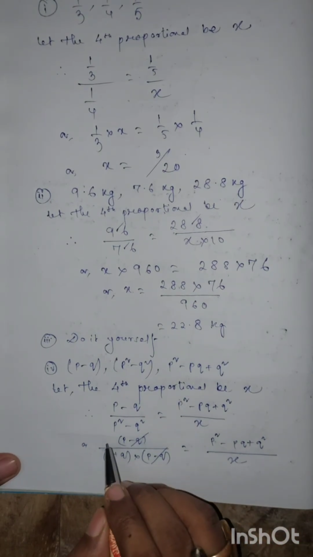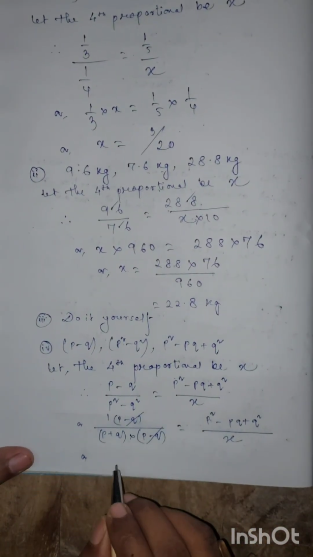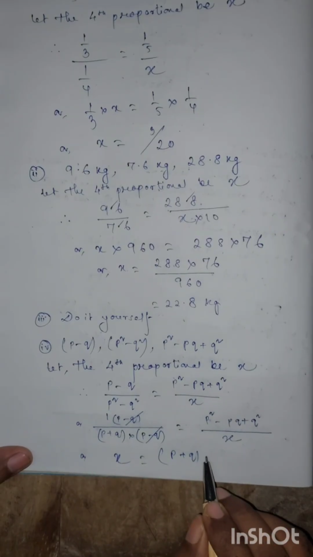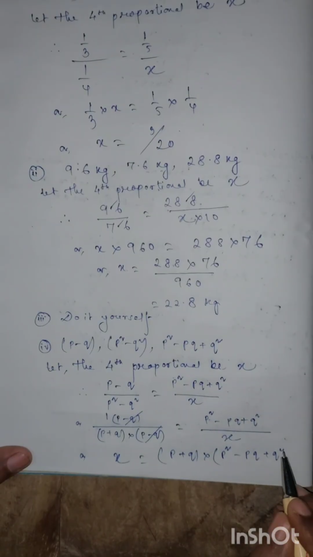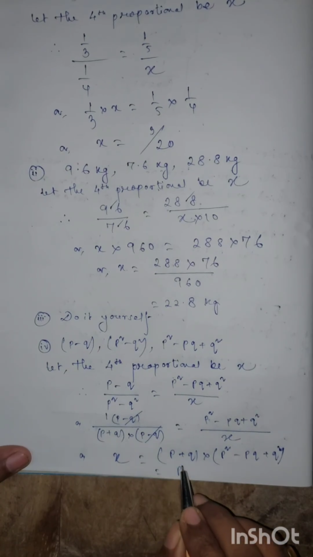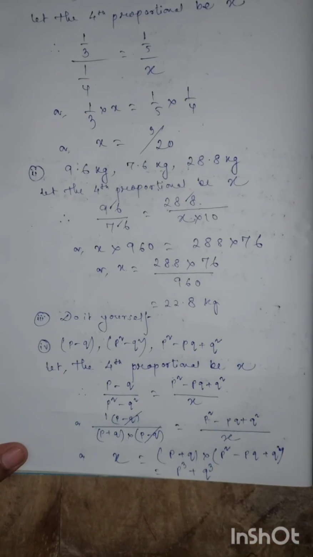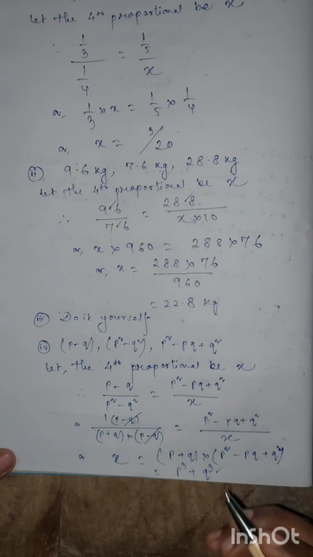Now if we cross multiply, we can write x is equal to p plus q into p square minus pq plus q square. So this is our formula of p cube plus q cube. So this should be the value of the fourth proportional, p cube plus q cube.